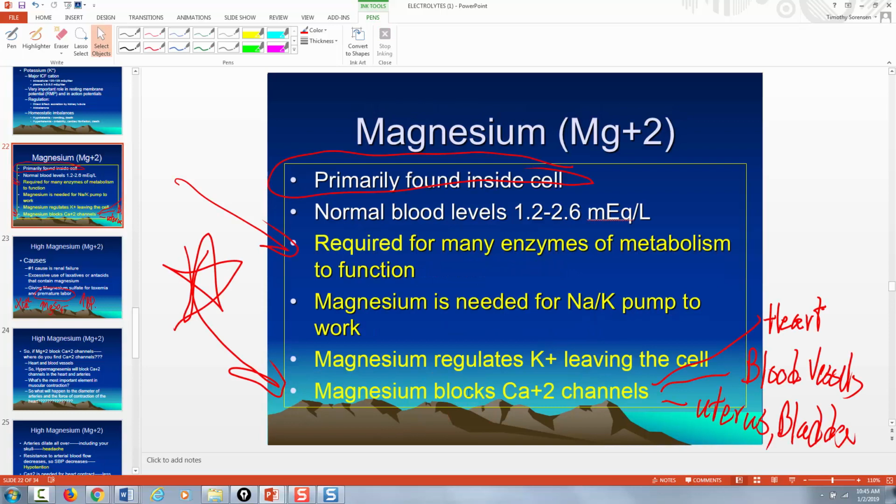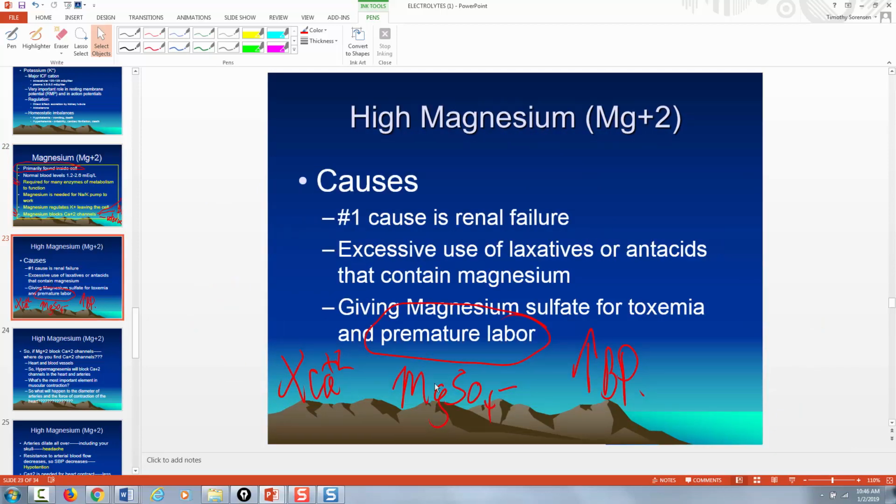Because magnesium blocks calcium channels, where do you require calcium? You require calcium for the uterus to contract. Now, if a woman is going into premature labor, you don't want that uterus to contract. So by giving them magnesium sulfate, it prevents the uterus from contracting and controls that premature labor.